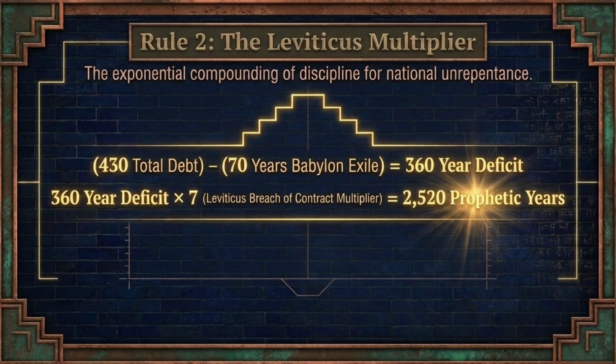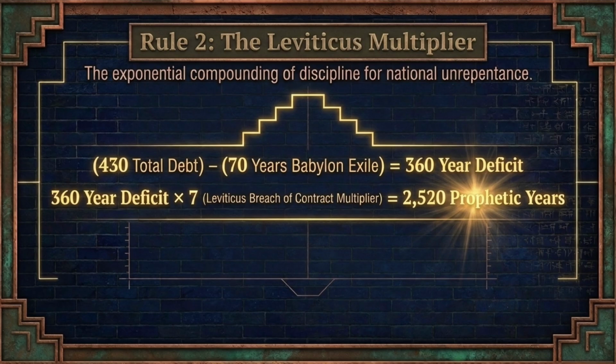But why does the algorithm change here? Why not just say they owe another 360 years and run the clock? Because history tells us that after the 70-year Babylonian exile ended, the people's response was deeply fractured. A small remnant of Judah returned to Jerusalem, but they were still a vassal state. They weren't free. And the vast majority of the northern tribes never returned at all. They were just scattered into history.